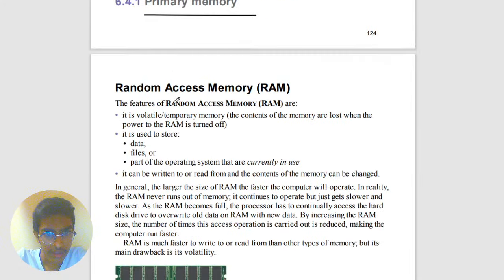So what is RAM? RAM is random access memory, and this one is temporary. It's volatile. This basically means that when the power is lost, the contents of the memory are lost, and you cannot retrieve them because it's temporary. It's usually used to store data, files, and parts of the operating system that are currently in use. It can be written to or read from, and the contents of the memory can be changed.